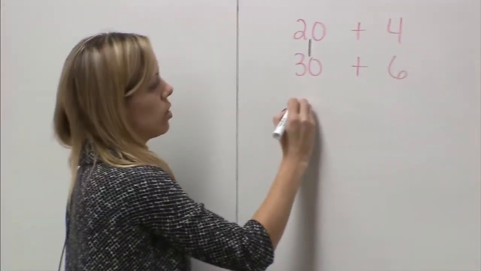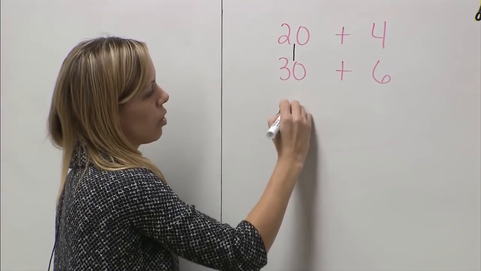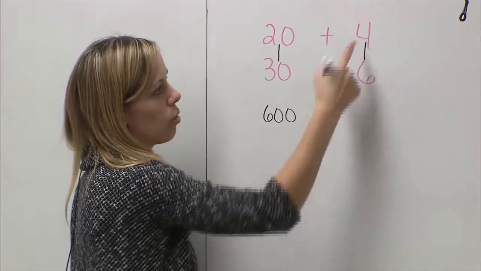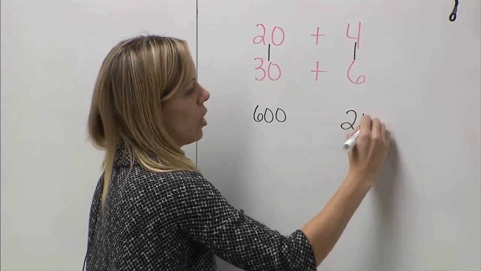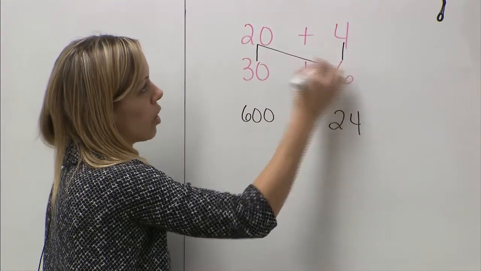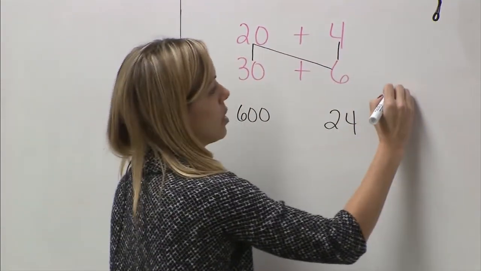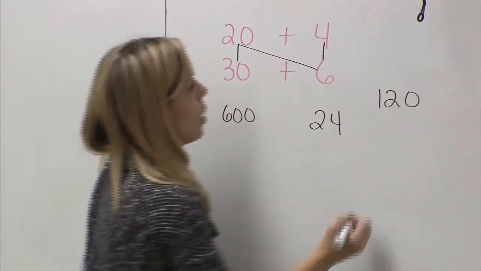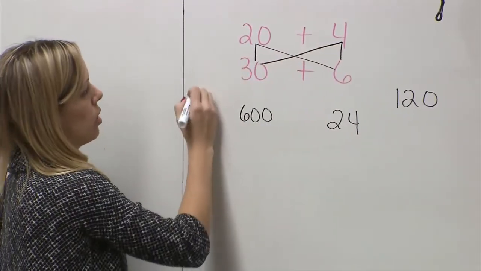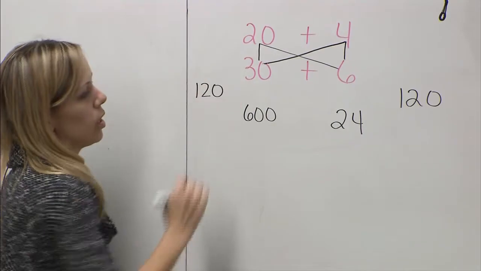So 20 times 30 gives me 600. And I'm going to multiply down over here. So 4 times 6 is 24. And then to make this look like a bow tie, I'm going to multiply across. So 20 times 6 is 120. And then I'm going to multiply across this way. And so that's going to give me 120 as well.